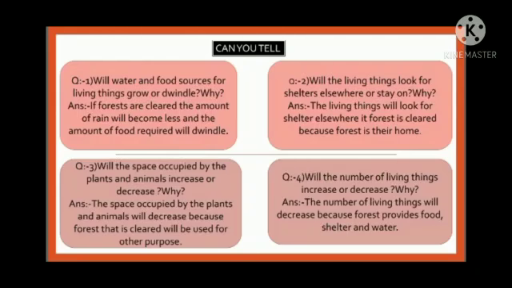Now, the third question is, will the space occupied by the plants and animals increase or decrease? Why? Answer is, the space occupied by the plants and animals will decrease because the forest that is cleared will be used for other purposes. Now, question number 4 is, will the number of living things increase or decrease? Why? Answer, the number of living things will decrease because forests provide food, shelter and water.